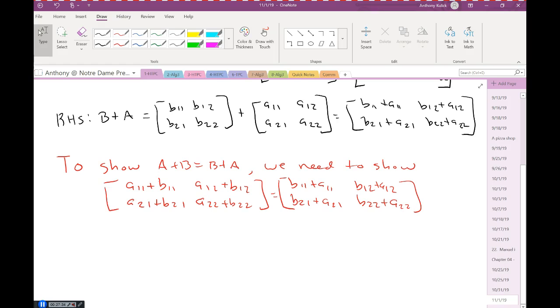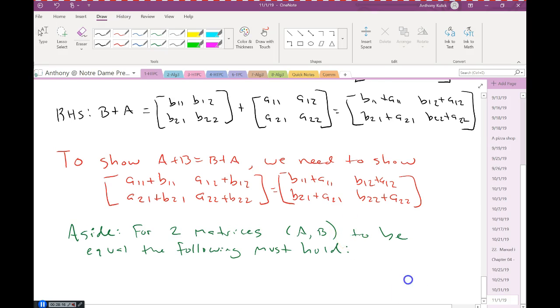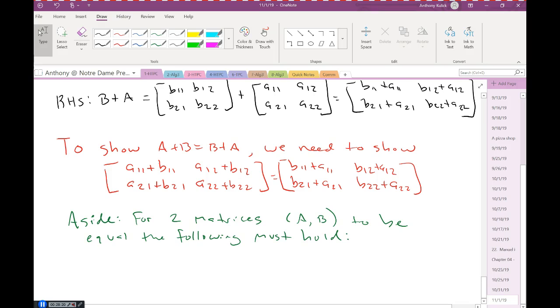So what does it mean for two matrices to be equal? Let's treat this as an aside, because this is not necessarily part of the proof, but we need to understand what this means in order to do what we've said we needed to do there. So what do we think that means? For two matrices to be equal, two things have to be true. What do you guys think those two things are?